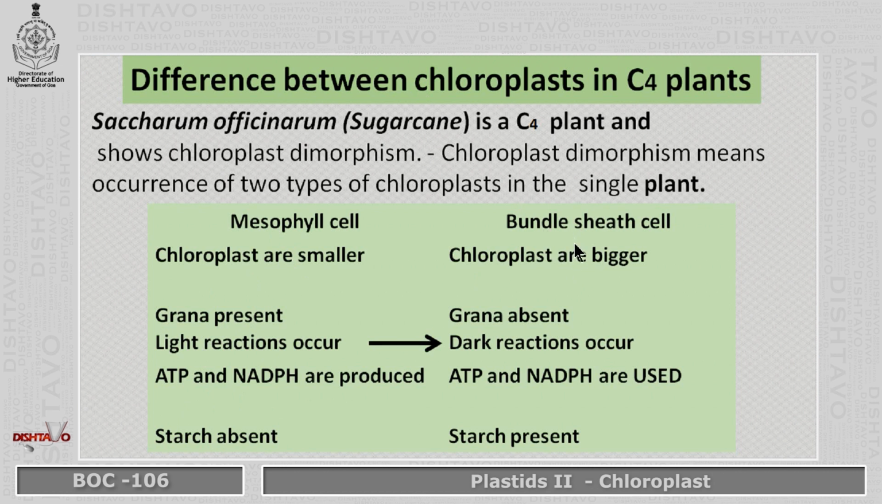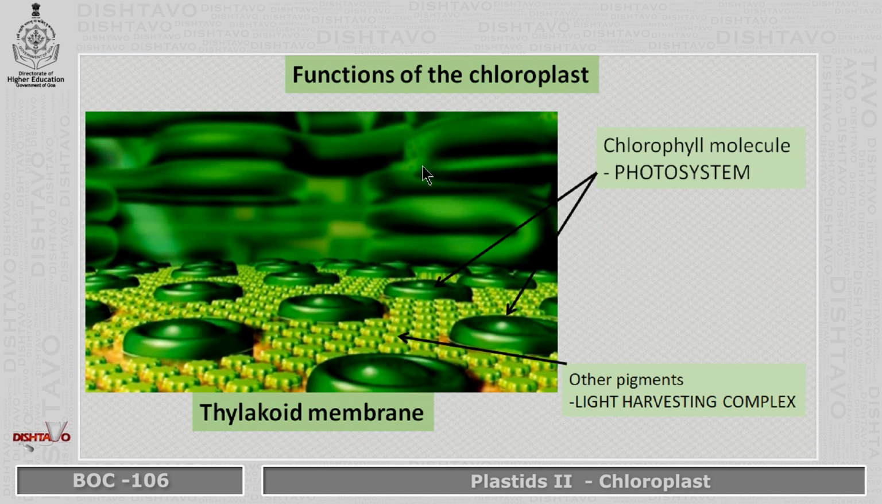Whereas if you take the bundle sheath cells, which are around the vascular bundle, those cells have chloroplasts which are bigger, and grana are absent. Dark reactions take place in these chloroplasts. ATP and NADPH are not formed there, but they are used, having been formed in the mesophyll cells. And of course, by using the ATP and NADPH, we see that starch is formed and is present there.